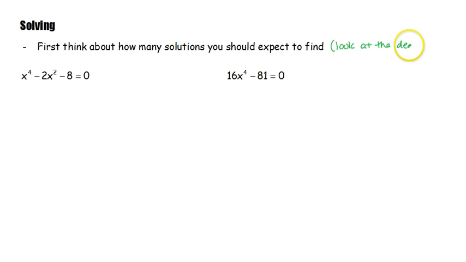The degree will tell you how many solutions you should find in your answer. So we start with our first one. We've got x to the fourth minus 2x squared minus 8 equals 0. Our degree is 4, so we should expect to find 4 solutions here.